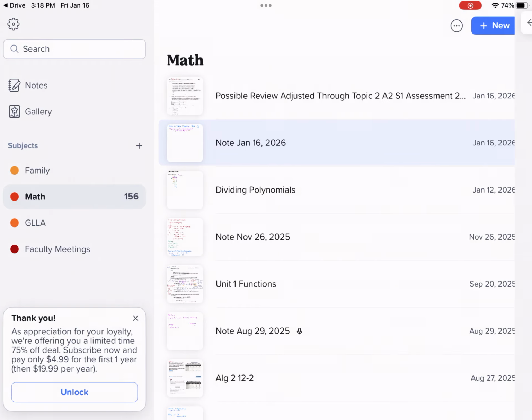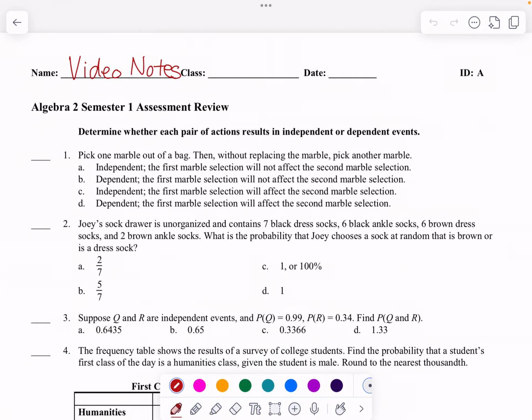Okay, so we are going to start on this review. We did this in class. If you were not here physically or mentally, I'm just going to go over it again. So the big thing right here is number one. If we had picked one marble out of the bag, what we need to look for, if it says without replacing, that's a really good hint that it's going to be dependent.